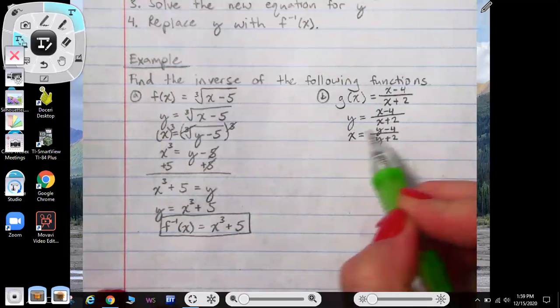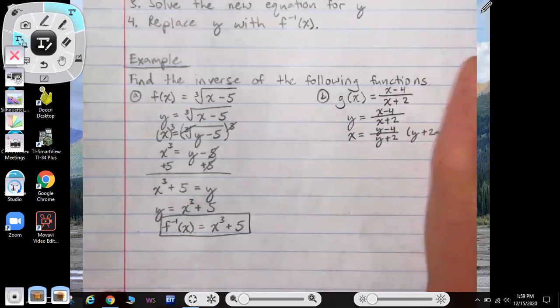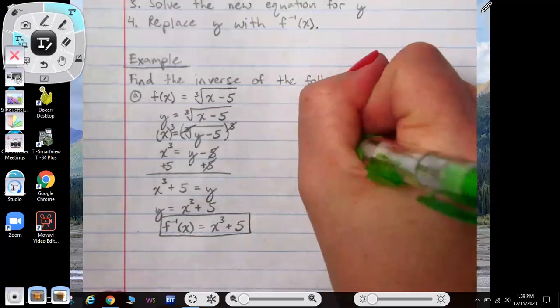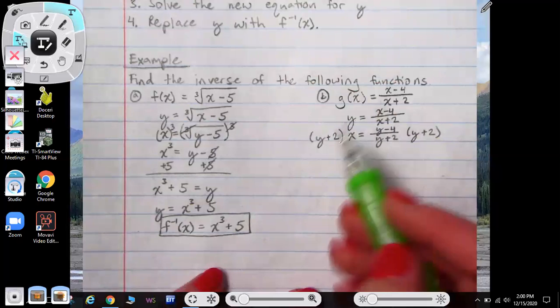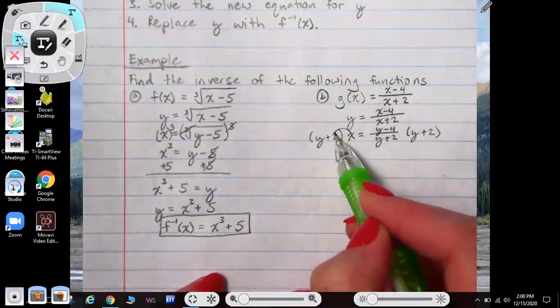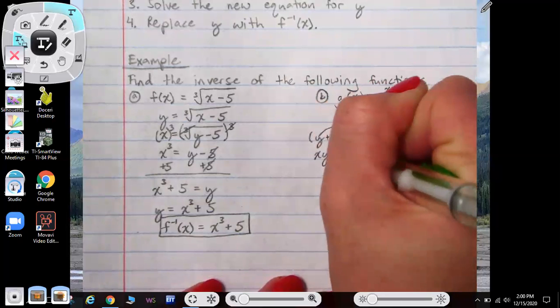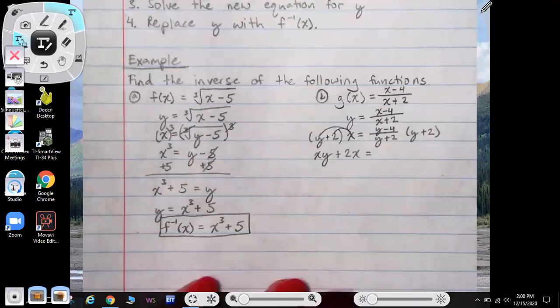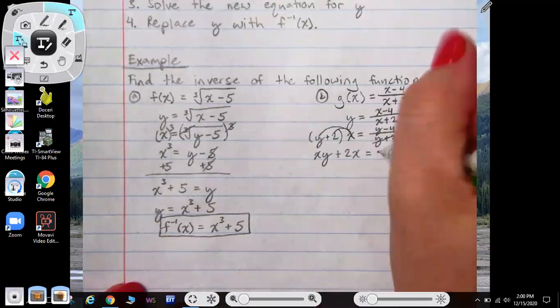So first step in getting y by itself, we need to get rid of this fraction. To get rid of a fraction, we multiply both sides by the denominator. So we're going to multiply both sides by y plus 2. On the left side, y plus 2 times x. We have to distribute this x. X times y is xy. X times 2 is 2x. So we get xy plus 2x on the left side. On the right side, these y plus 2's cancel and leave us with y minus 4.